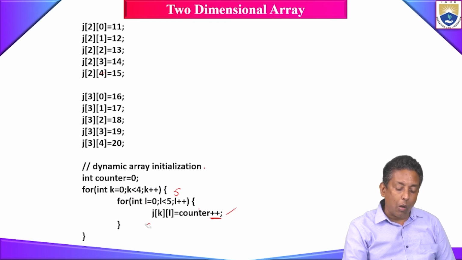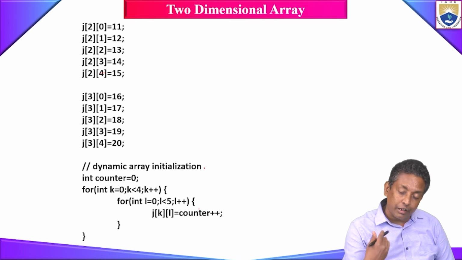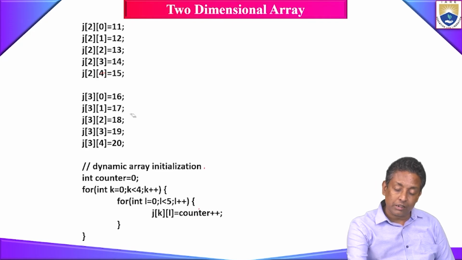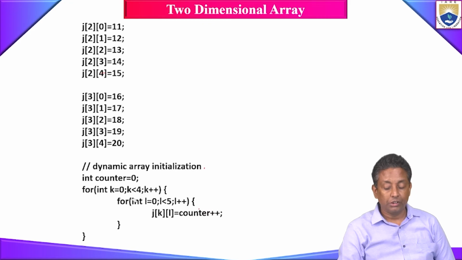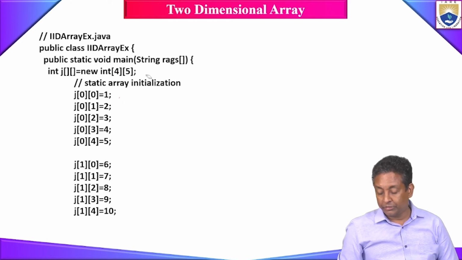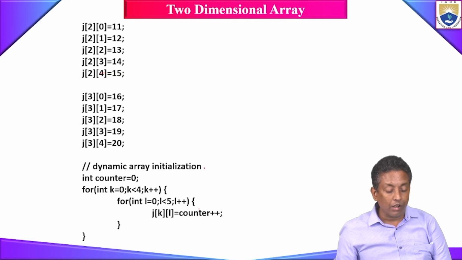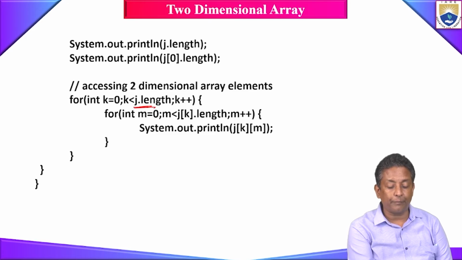So you can call it dynamic array initialization, with array declaration done separately. In the previous case, it was static array declaration and static initialization. Here, it is static array declaration and dynamic array values initialization. So after completion of that, you find out the length, j dot length.